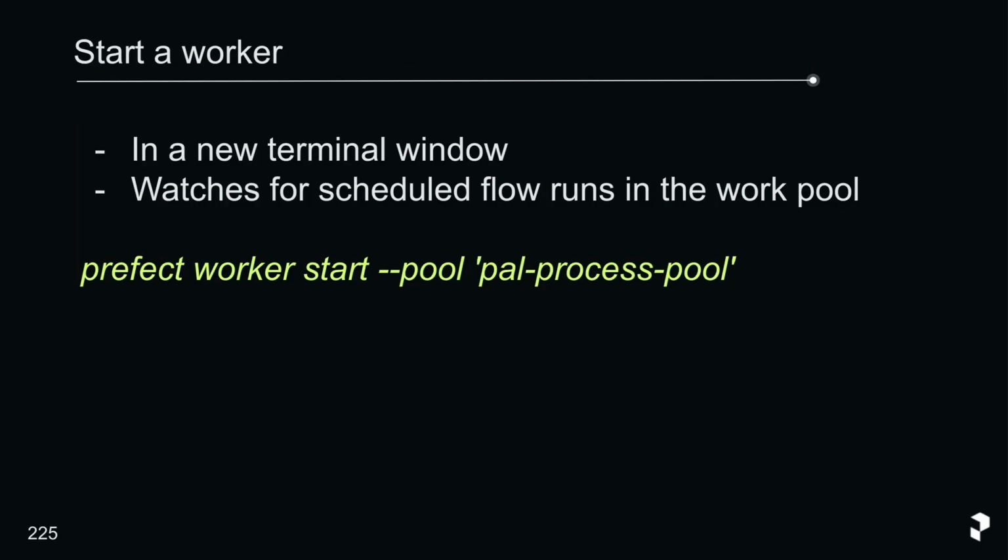Once we have run the script in the previous slide and have created our deployment, we will be able to start a worker. So what we would do to create a process worker is open up a new terminal window and run prefect worker start, and then pass in the name of the work pool using the --pool flag there. Once the worker is up and running, it will then watch the work pool for scheduled runs.